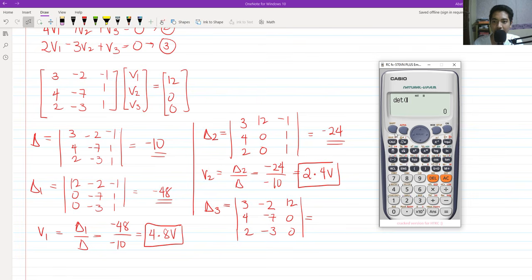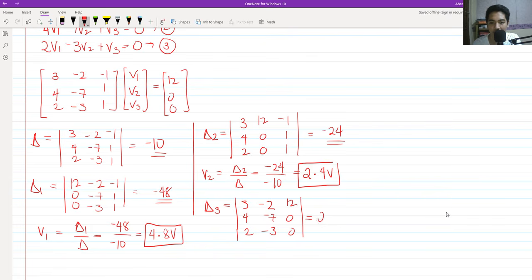Shift matrix 7, determinant of matrix A. So we have a 24 answer. So to get V sub 3, that must be delta 3 all over delta. Our delta 3 is 24 all over negative 10. So that must be negative 2.4 volts.